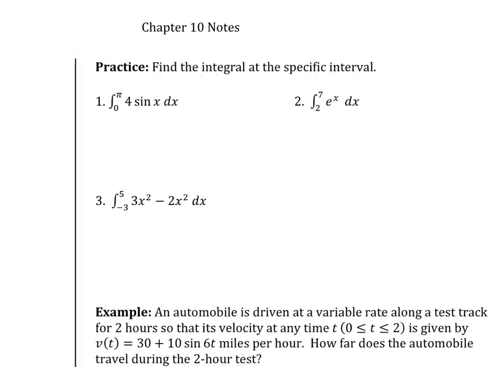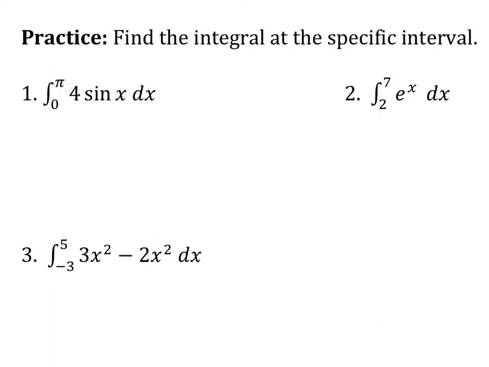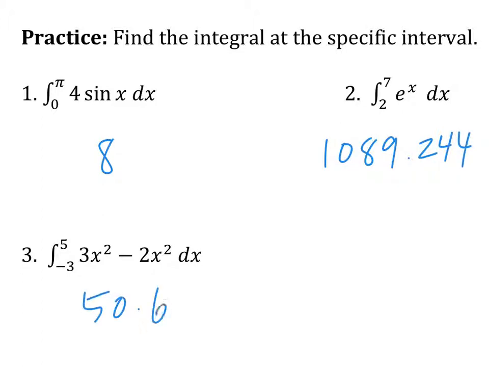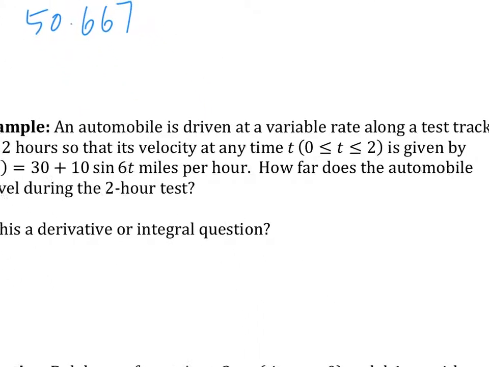All right, let's have you practice. Again, please keep your calculator in radian mode. Number 1 is 8. Number 2 is 1089.244. Number 3 is 50.667.